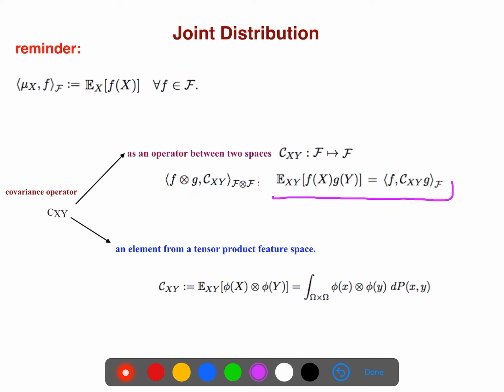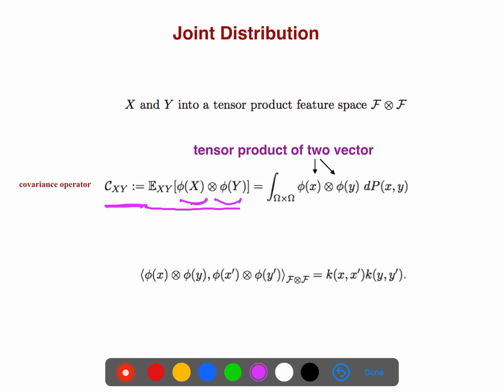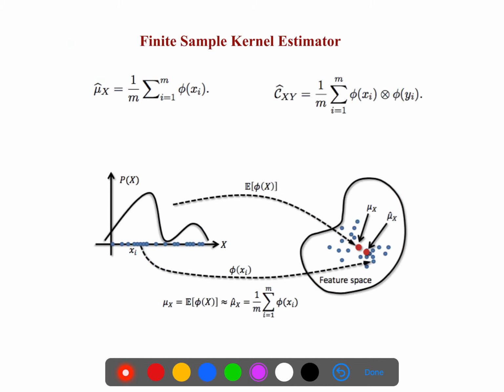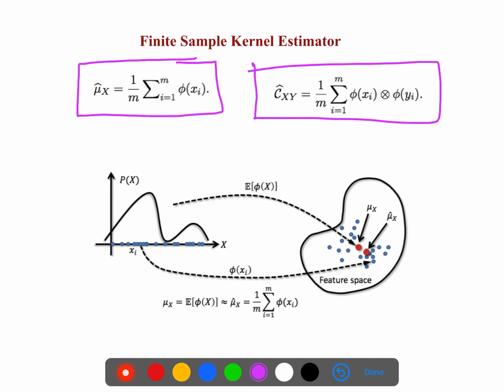That is why this is important, because you can have such a great representation. Or you can consider the covariance. You said the covariance operator is this, C_XY. Or you could define the covariance operator as just an element in the vector, in the product space, in the tensor product space. So as usual, we approximate everything. So this is the empirical estimation of both the mean and the covariance operator.